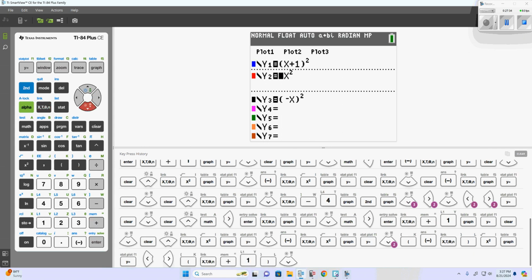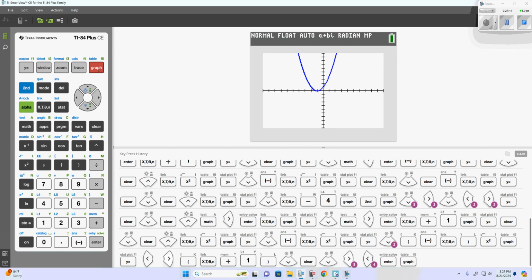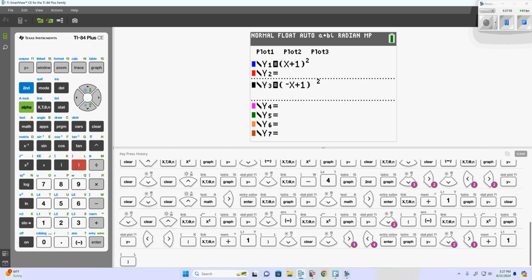The only way we'll see a difference is if we move it away from the axis. Let's turn this one off. So I moved it 1 unit to the left. And if we reflect that across the x-axis, or across the y-axis, we have the +1.